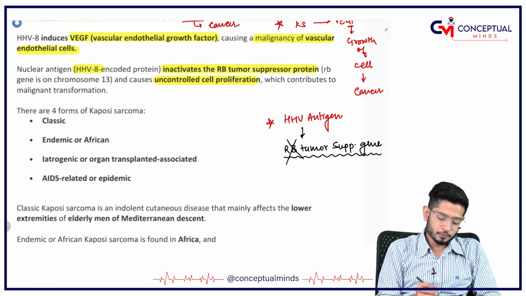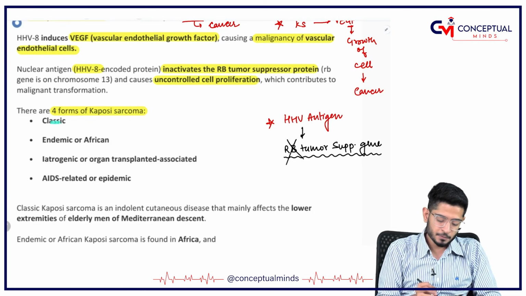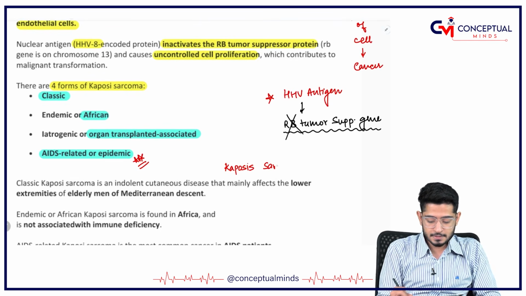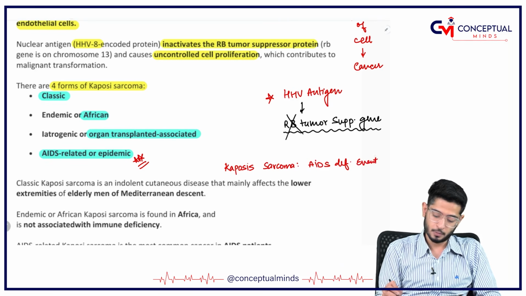Okay. There are 4 forms. If you can remember, it's okay. Even if you don't remember, fine. One is classical, one is African, one is organ transplant associated, one is AIDS related. Please remember, AIDS related is very important because HHV-8 sarcoma is an AIDS defining event. Okay, it is an AIDS defining event.